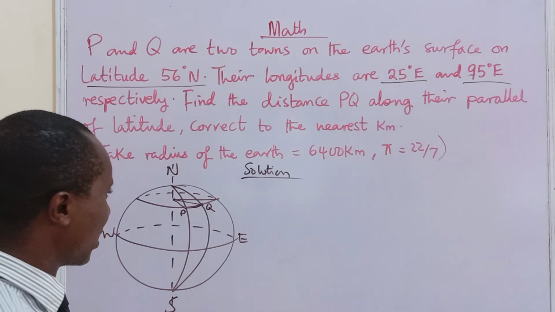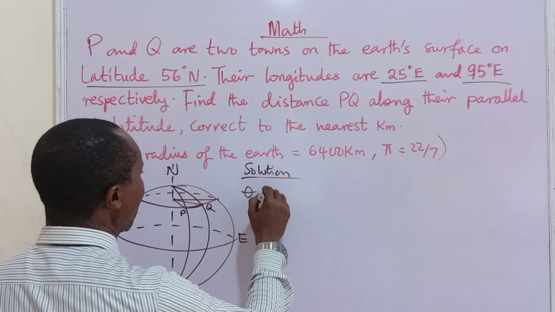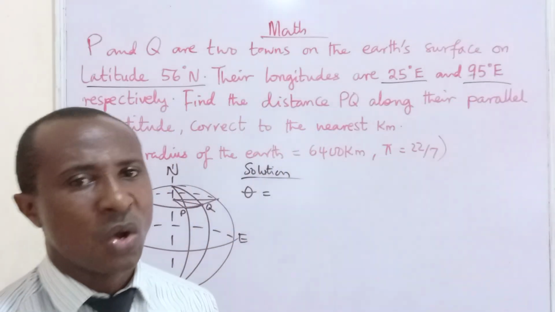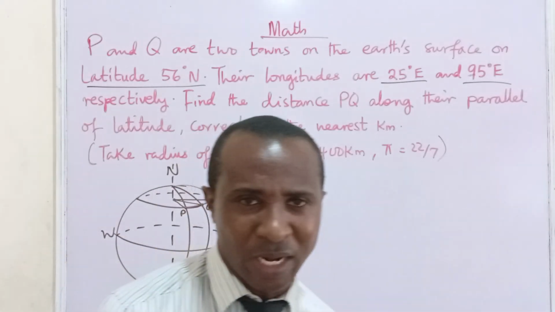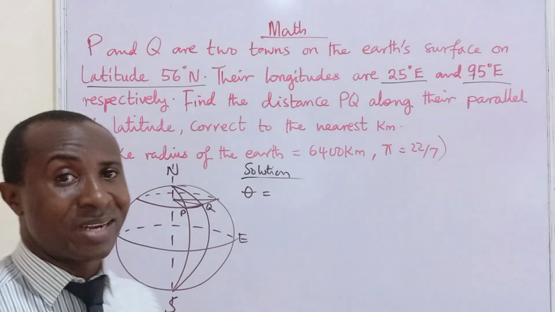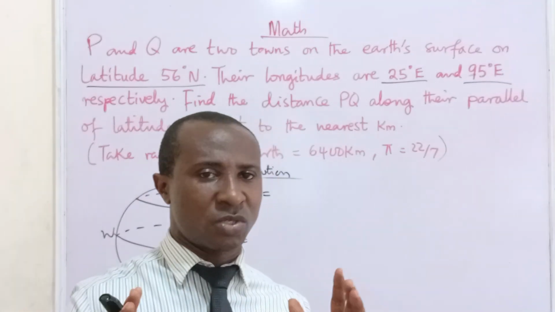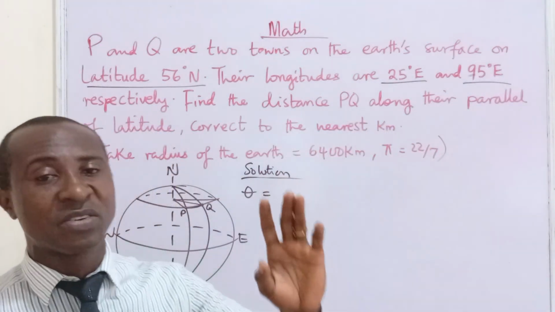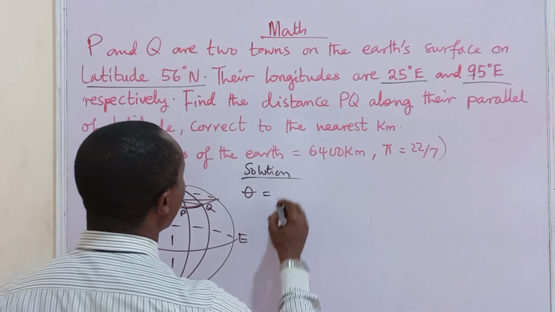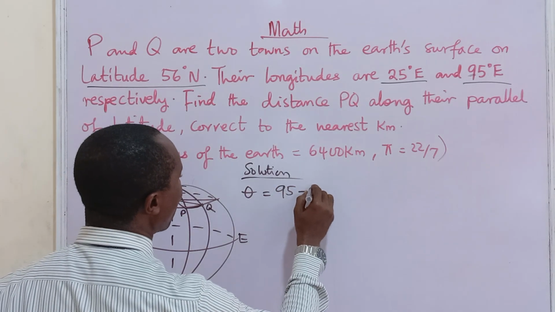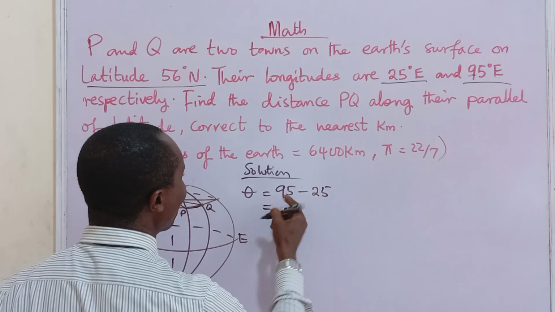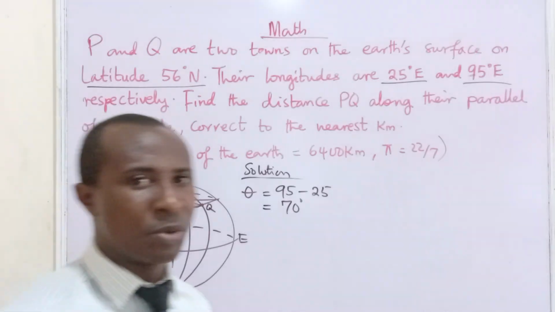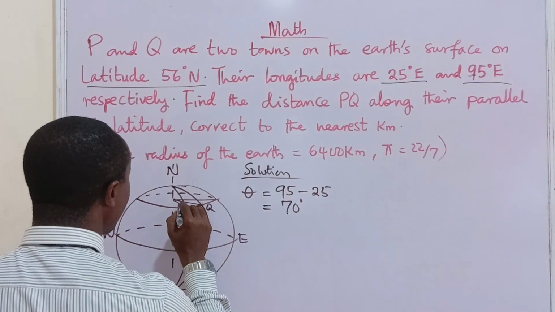Now, one thing we need to know is this. When we're looking for the angle difference, if the longitudes are on the same side, we simply subtract the smaller one from the larger one. But if the longitudes are on different sides, we add them together. In this case, we have longitude 25 degrees east and 95 degrees east, on the same side. So we simply subtract the smaller one from the larger one. So we have 95 minus 25. That gives us 70 degrees. That is the angle between them.